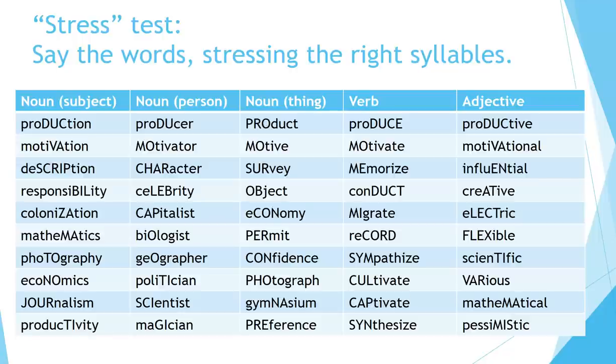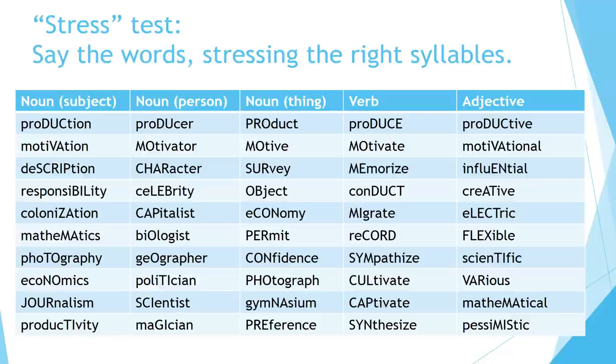I'm going to read the first two rows across, and then I'll read them all going down vertically because they're just randomly organized after that. Okay, first two rows. Noun, subject, noun, person, noun, thing, verb, and adjective. Production, producer, product, produce, productive. Motivation, motivator, motive, motivate, motivational. Now I'll read each of the columns going down. These words are not arranged in any particular way.